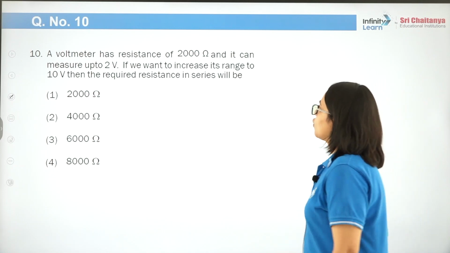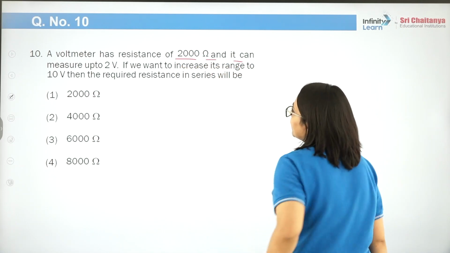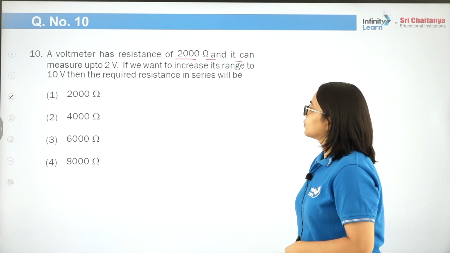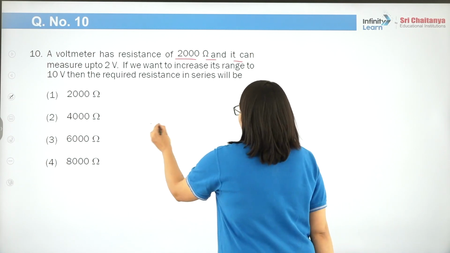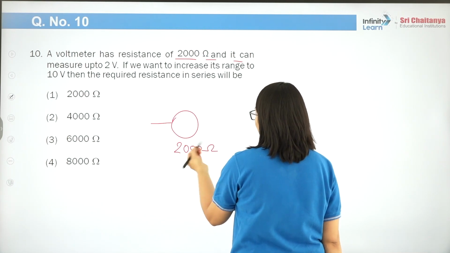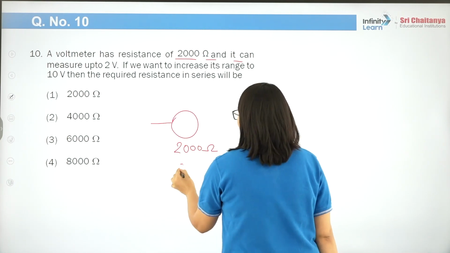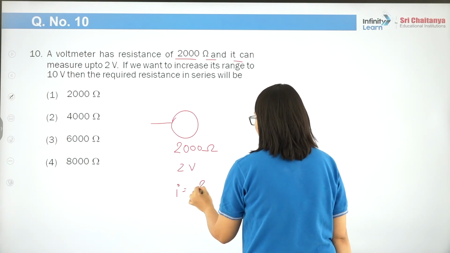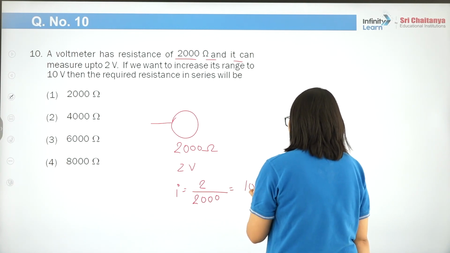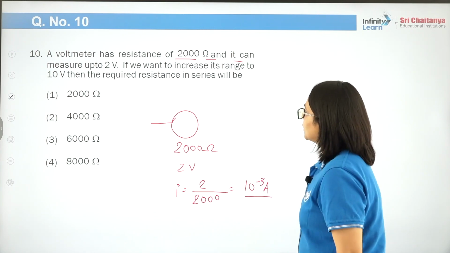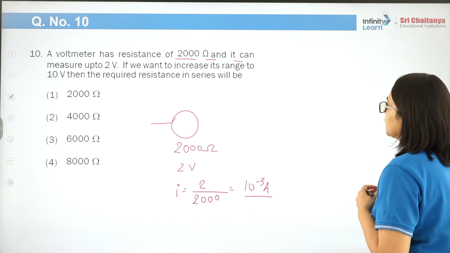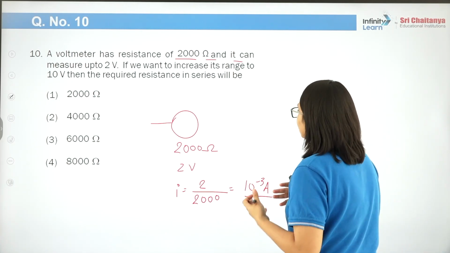Next is question number 10. We have a voltmeter of resistance 2000 ohms and it can measure up to 2 volt. If we want to increase its range to 10 volt, then the required resistance in series will be? So this is a voltmeter and its resistance is 2000 ohm and it can measure up to 2 volt. So I will be V upon R, that is 2 upon 2000, which is 10 power minus 3 ampere. Now we want to convert this voltmeter into another voltmeter of range up to 10 volt. So required resistance in series.